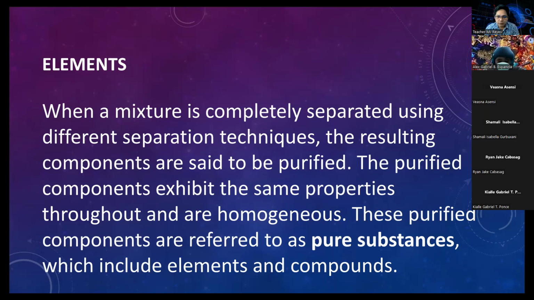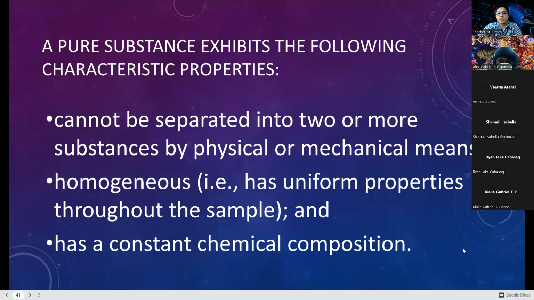How do they differ from each other? And what are the different characteristics of elements and compounds? If your substance exhibits the following characteristic properties, let's have one: it cannot be separated into two or more substances by physical or mechanical means.